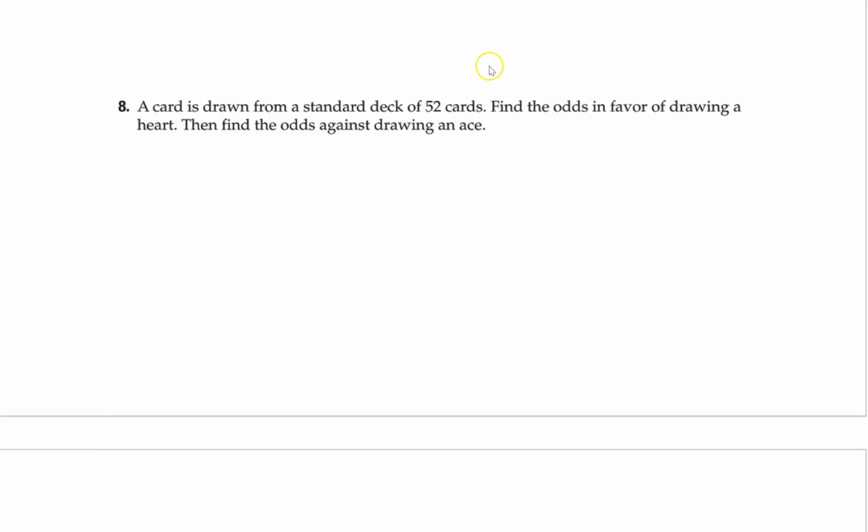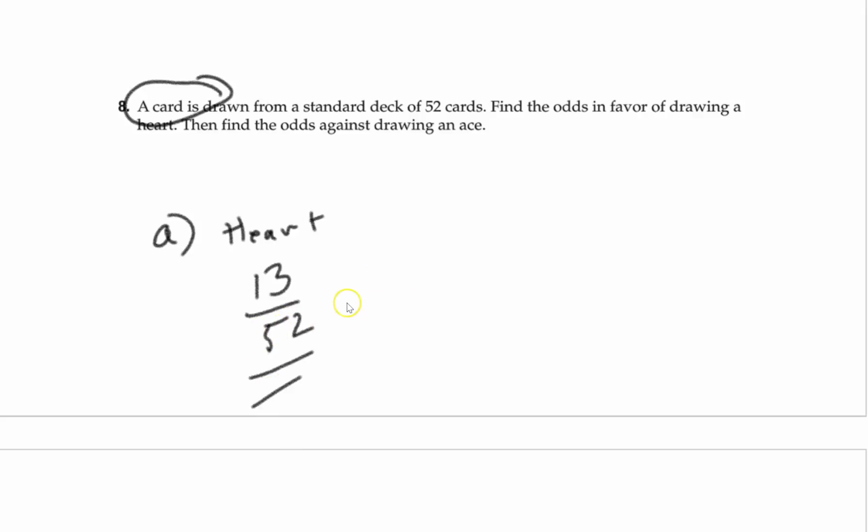Because cards are fun. A card is drawn from a standard deck of 52 cards. Find the odds in favor of drawing a heart. Then find the odds against drawing an ace. So, we have one card here. In favor of drawing a heart. Remember from earlier, there's 13 hearts in a deck. There's 52 cards. So that's 1 out of 4. Odds of getting a heart.